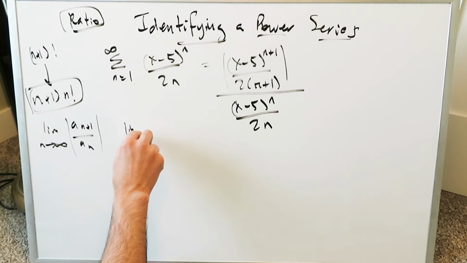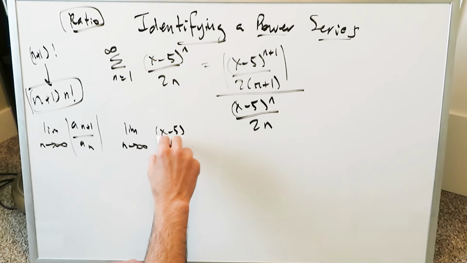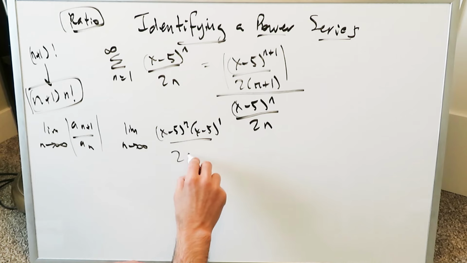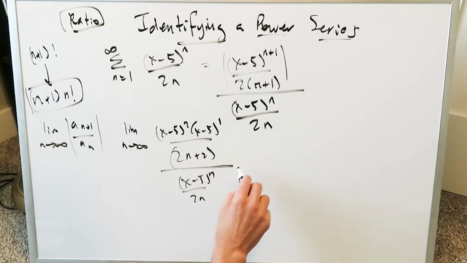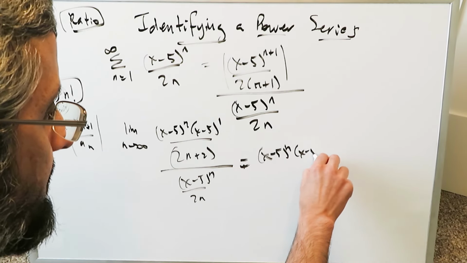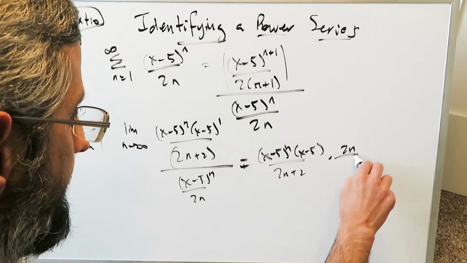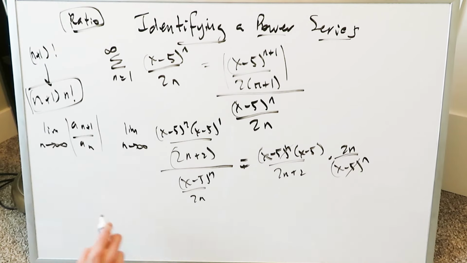Anyhow, limit as n approaches infinity. I'm opening this up. I have x minus 5 to the power of n times x minus 5 to the power of 1 divided by 2n plus 2, all over x minus 5 to the power of n divided by 2n. I'll flip this around. This will equal to what? x minus 5 to the power of n times x minus 5 divided by 2n plus 2, times 2n divided by x minus 5 to the power of n. This cancels out with that. What am I left with?